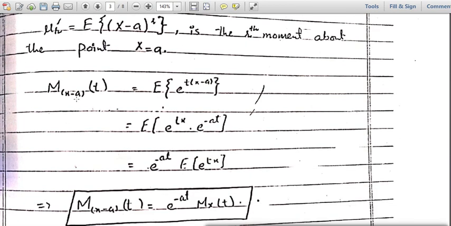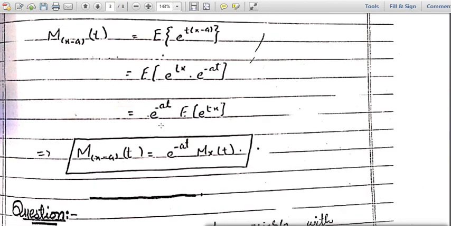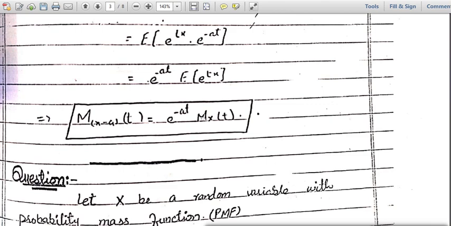And now we find M of x minus a of t, the expected value of e to the power t times x minus a, and we can write this in the form e to the power tx and e raised to the power minus at. This is a constant, so e to the power minus at goes outside, and the expectation applies to e raised to the power tx. And what is this? This is the moment generating function, and this is also a moment generating function.